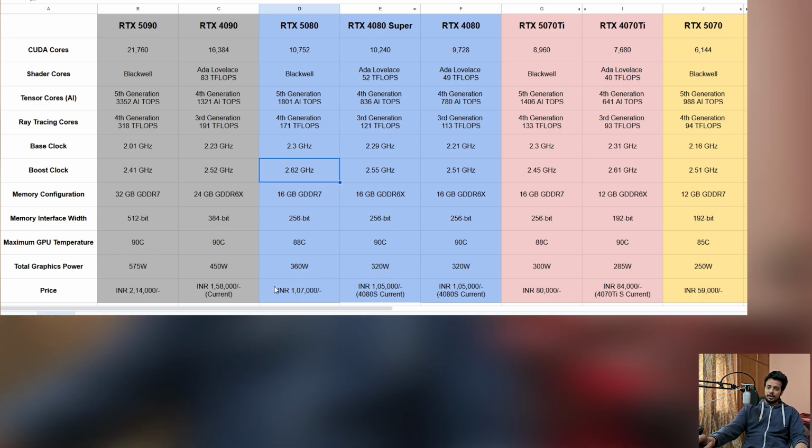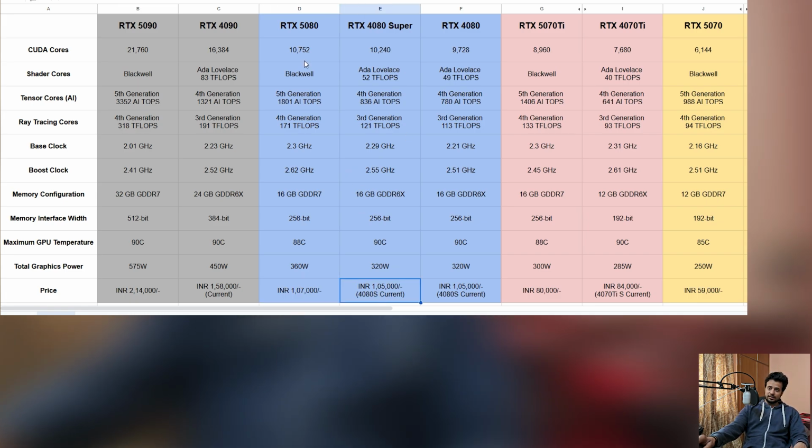Now, again, these are reference prices from NVIDIA's own website. The RTX 5080 is supposed to be retailing at 1,07,000 when it launches. But again, the partner cards will be priced higher. This is just a reference price for the Founders Edition. And the 4080 Super is 1,05,000.